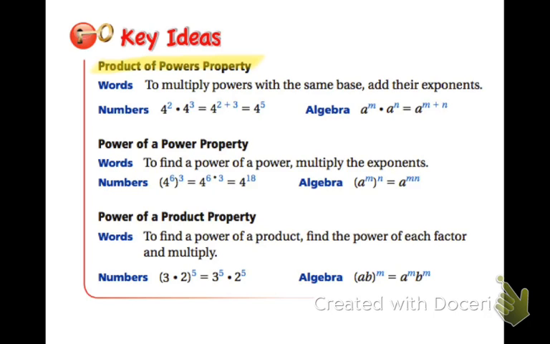So if you notice, we have 4 squared times 4 cubed. If we were to write this out, it would look like 4 times 4 for the 4 squared. Then there's 3 factors, 1, 2, 3, so that you can see in total we have 5 factors of 4. So when the base is the same, there's no need to evaluate. You are not being asked to evaluate. You're being asked to simplify today.